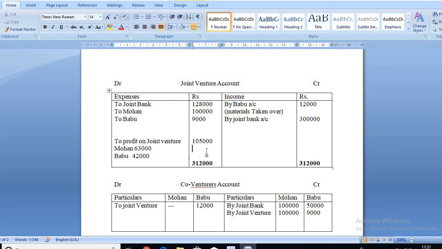Before that we have to make cross posting, because here the profit is debited in the Mohan and Babu account. So now make cross posting. Mohan and Babu are debited, so on the credit side of Mohan and Babu, 63,000 for Mohan and 42,000 for Babu, by joint venture account. So the joint venture account is over.